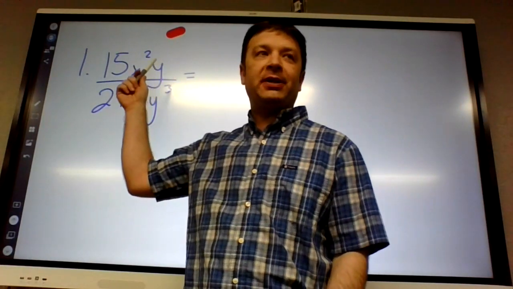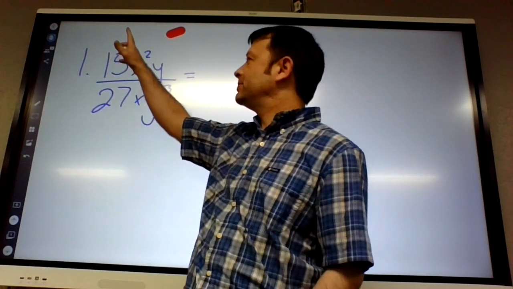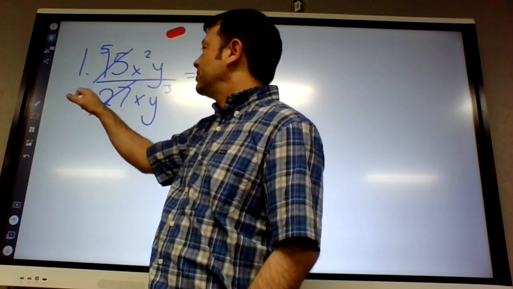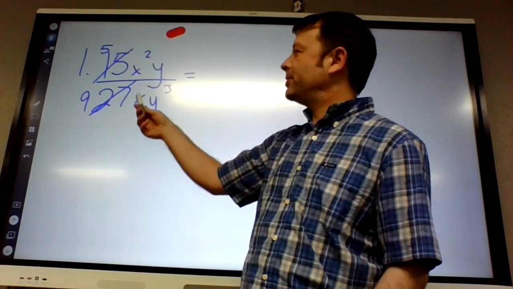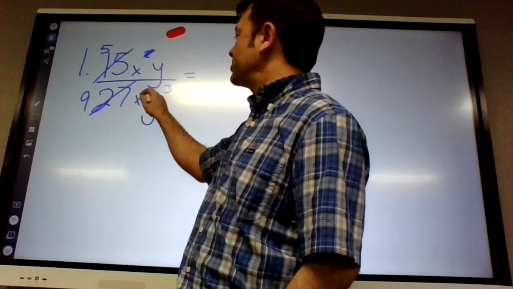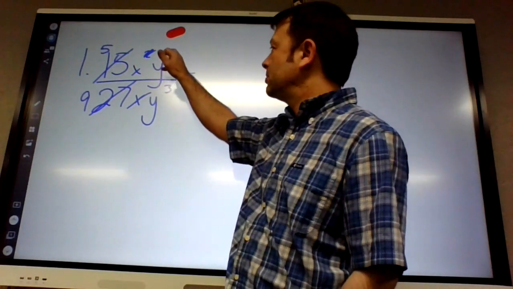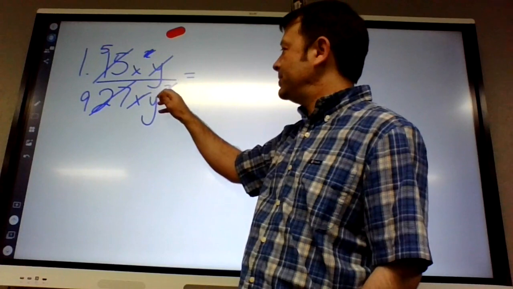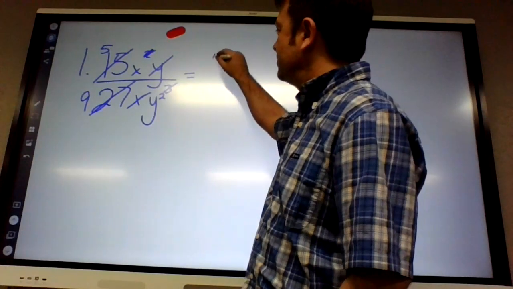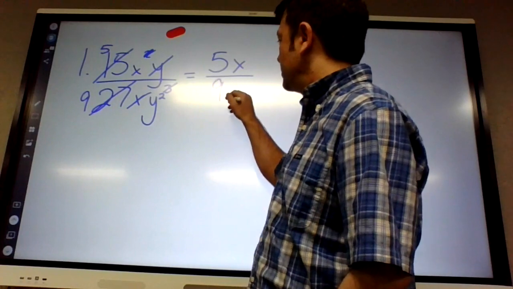Okay, how do we simplify this? 15 and 27. Divide by 3. What do we do with the x's here? X squared divided by x. Right, subtract. So 2 minus 1 leaves 1 on the top. How about the y's? They cancel. Wait, no. Y squared on the bottom. 1 minus 3 is negative 2, leaves 2 on the bottom. So on top we have 5x. On the bottom we have 9y squared.